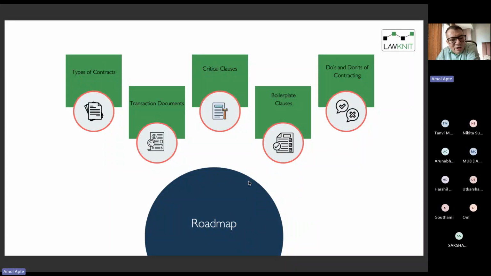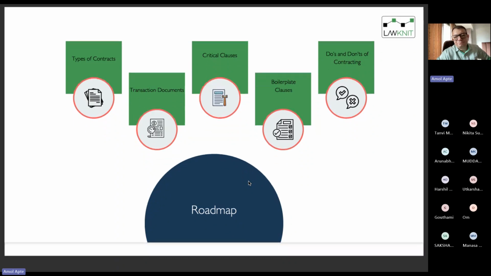We'll talk a little bit about the transaction documents. When you do fundraise and all that, what are the kind of documents that you come across. We'll talk about certain critical clauses, as I said before, certain important clauses that you need to keep in mind in every contract. We'll talk about boilerplate clauses, understand what boilerplate clauses mean and what are those clauses that fall under this category, and then go up to do's and don'ts of contracting. That's how we'll take today's journey.